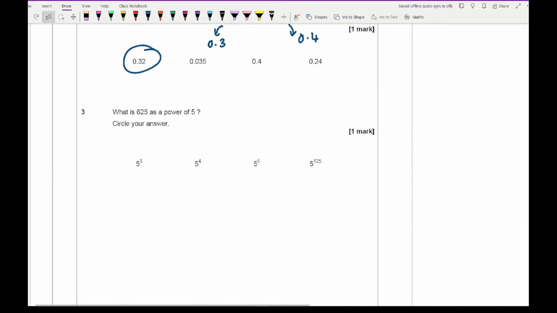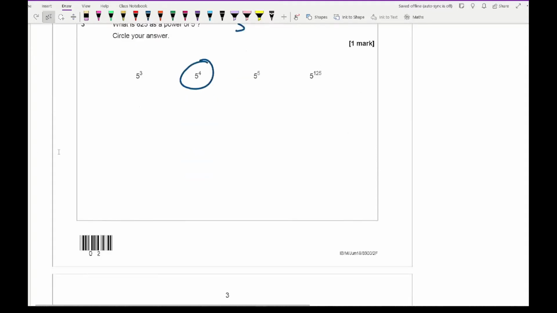Question 3, it says, what is 625 as a power of 5? So how many times do you have to multiply 5 by 5 to get 625? I would probably go through the notion. So 5 to the power 1 is 5, 5 to the power 2 is 25, 3 is 125, 4 is 625. So our correct answer is our second option.